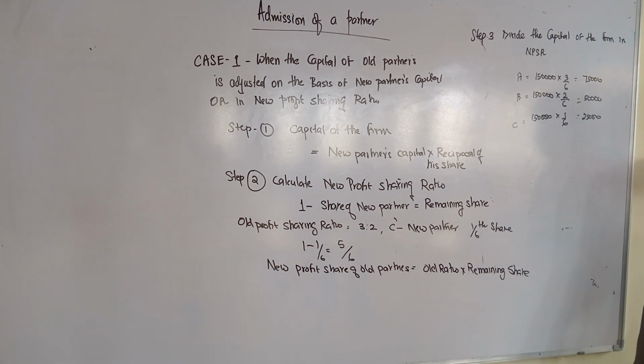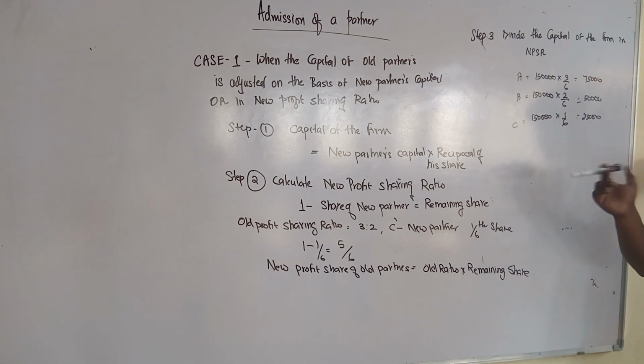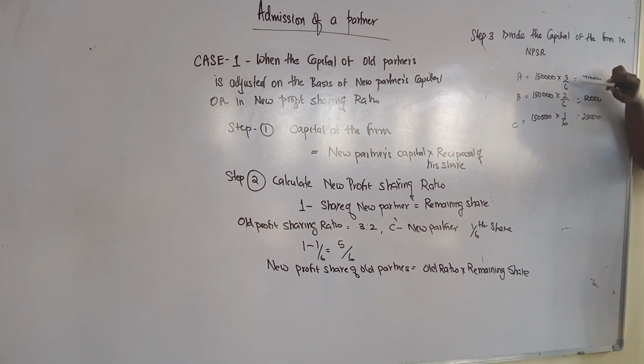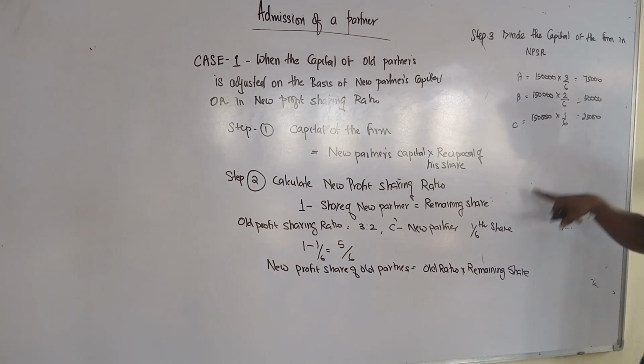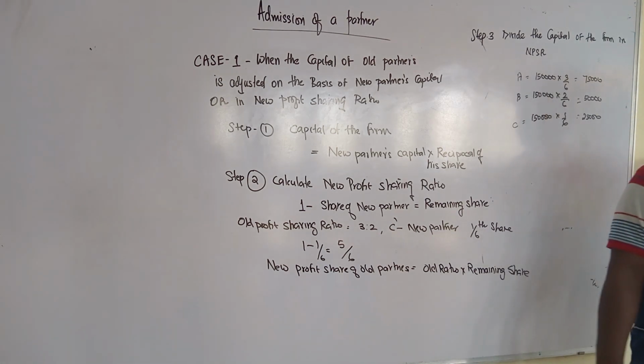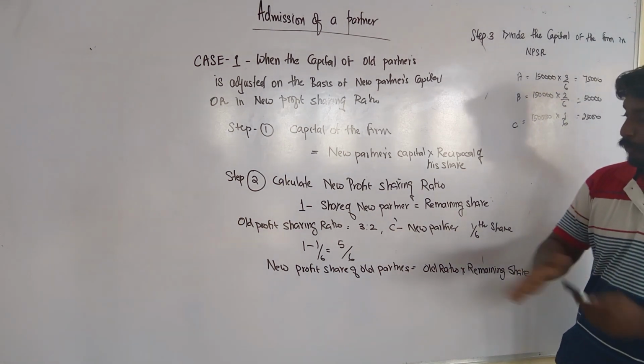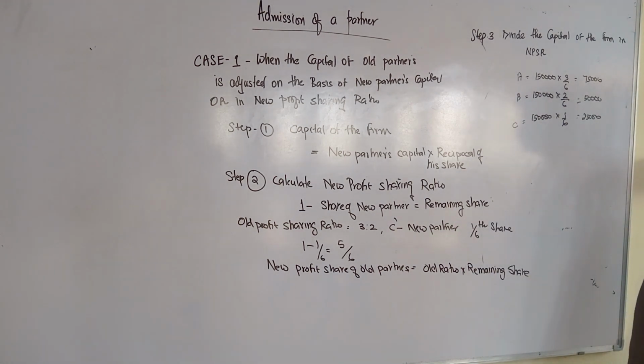Then, to find the new ratio of the old partners, old ratio into remaining share. And the new partner's share can be made in proportion to the new ratio by multiplying with the equivalent amount to get the same denominator. If the denominator is 30, I multiply by 5, and I got 5 by 30. So this is how we find the new profit sharing ratio.